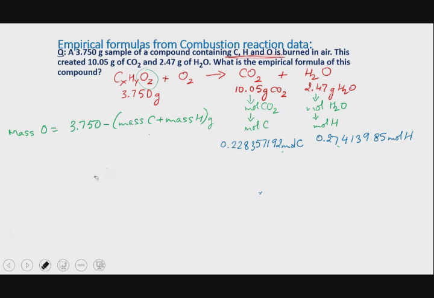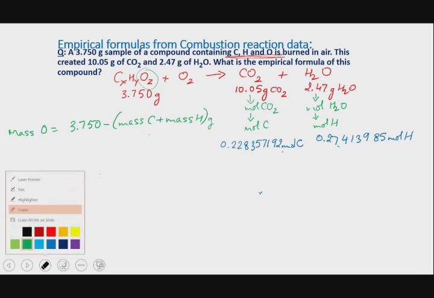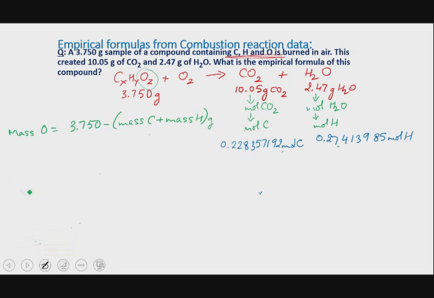Well, we don't, but we do know moles of carbon, so we can figure out the mass of carbon. Similarly, we can figure out the mass of hydrogen as well by using the molar mass of carbon and molar mass of hydrogen. So if you convert, you can multiply this by the conversion factor. 12.01 grams of carbon is 1 mole of carbon, so that you can then convert this into grams of carbon. Rounded to 4 significant figures gives us 2.743 grams of carbon.